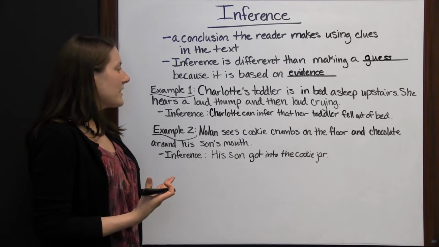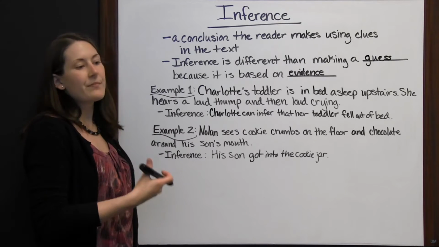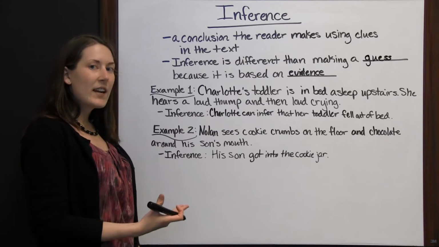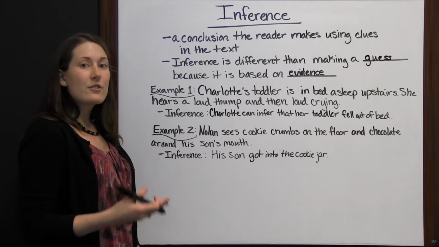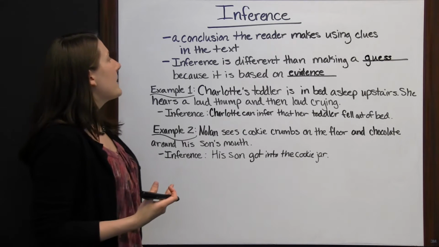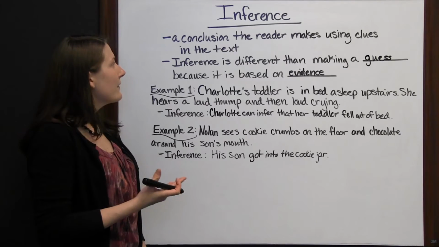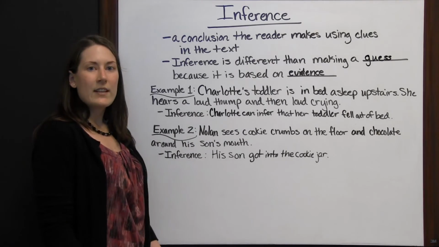A lot of the times it's really obvious things. If you see a lady come into a store and she's dripping wet and it's raining outside, you can infer that she doesn't have an umbrella. So some things are just common sense. They come to you. You don't even realize you're making an inference. But in the end, an inference is just a conclusion that a reader makes based on evidence.